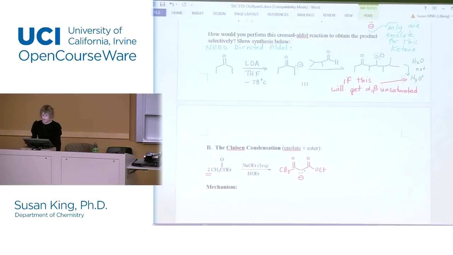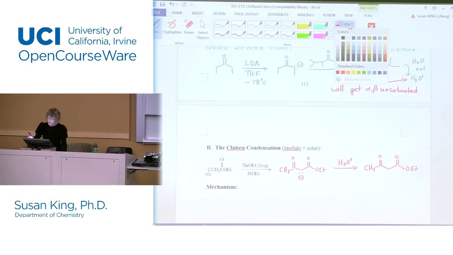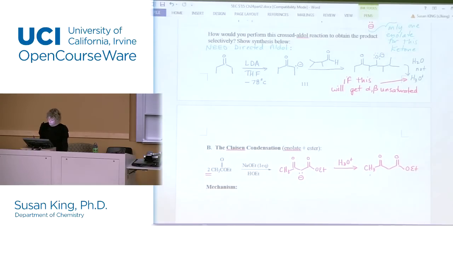Claisen condensation has appeared on many of my midterm 2s for 51C. So I'm just throwing that out there. This is a two-step process. Product is a 1,3-dicarbonyl. Also, be more specific, a beta-keto ester.